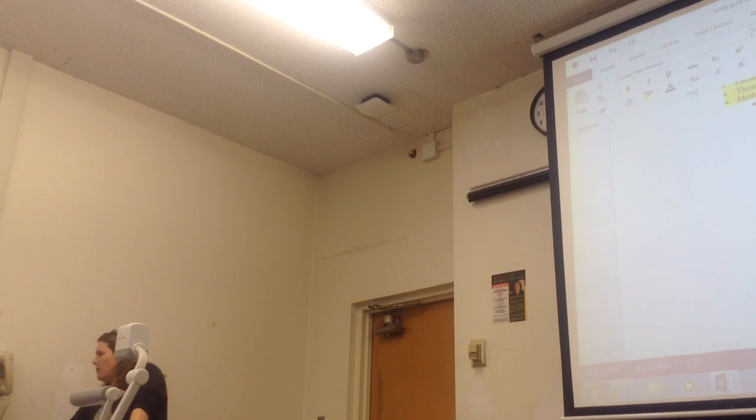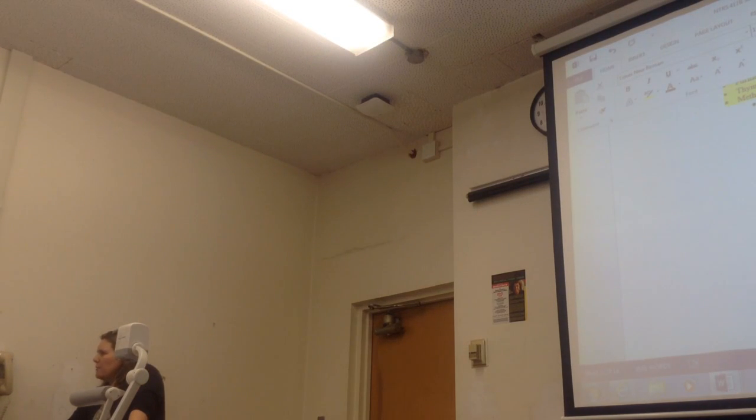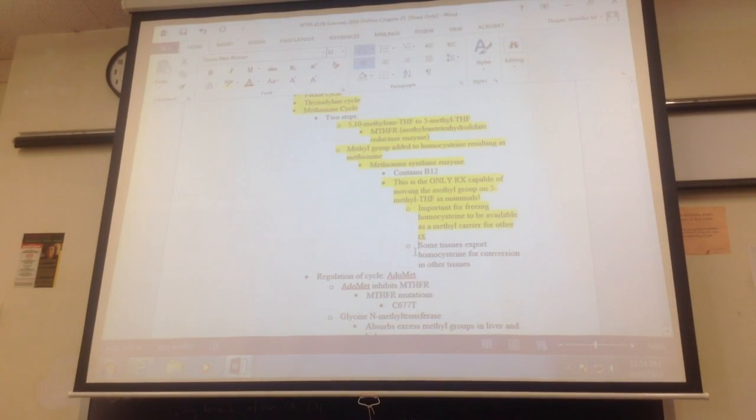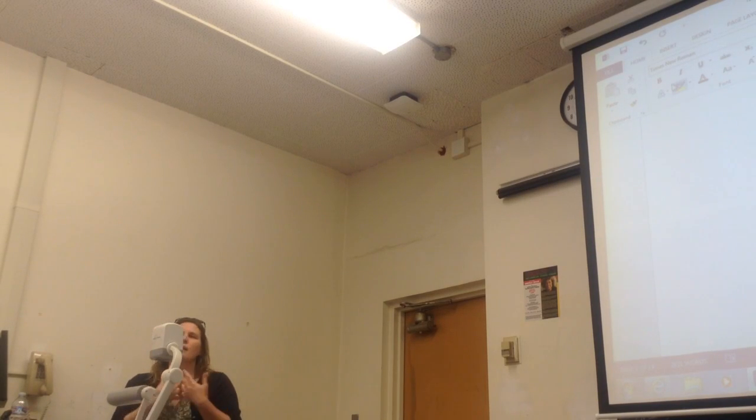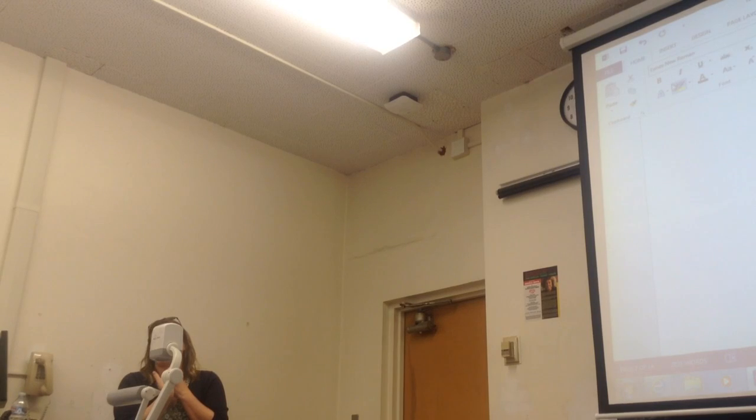Okay, what is this? It's important for freeing homocysteine to be available as a methyl carrier for other reactions. And some tissues export homocysteine for conversion in other tissues. Why is that important? Because if some tissues have extra CH3 that's not being used, and some are using a ton of CH3 to methylate stuff, it means that instead of building up homocysteine, which can be toxic, you can send it out, and then another tissue that has methyl groups to spare can convert it to methionine.